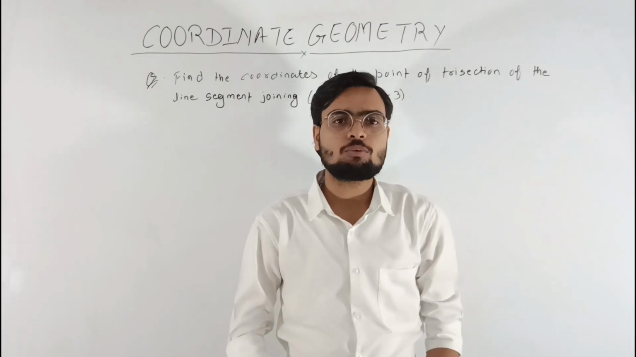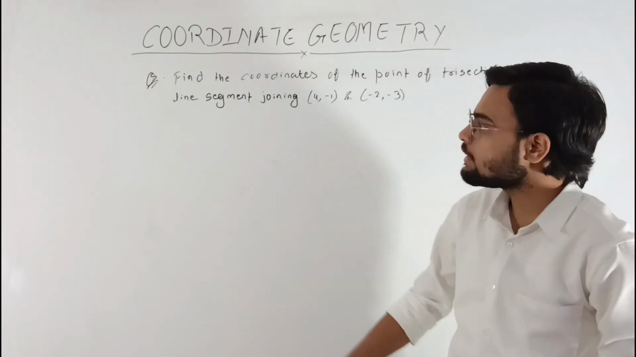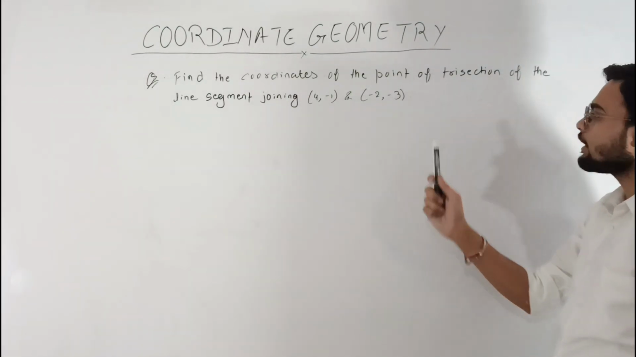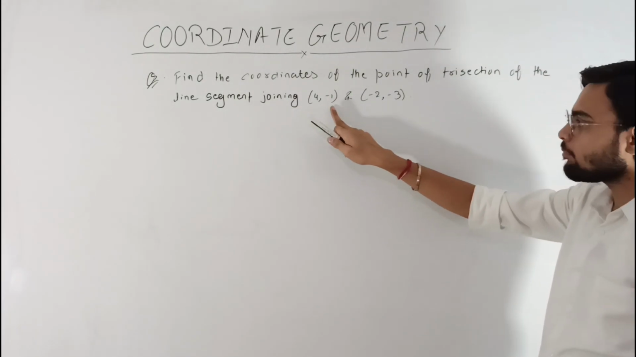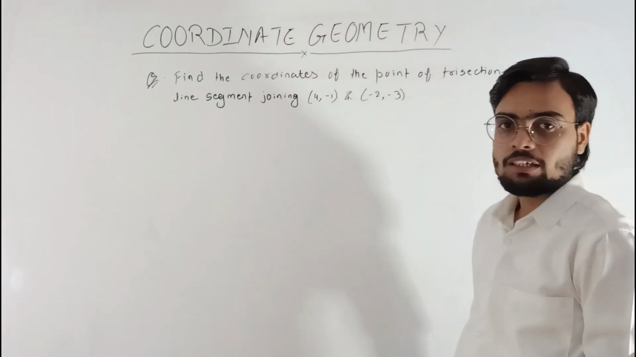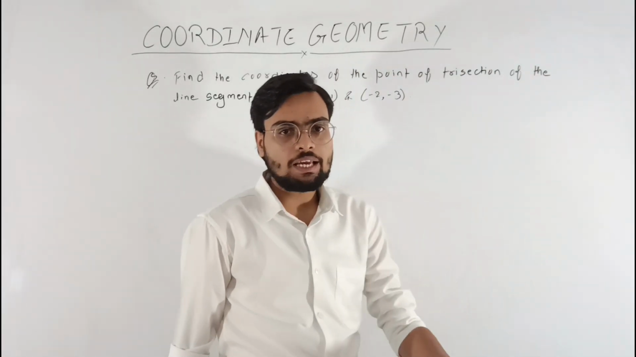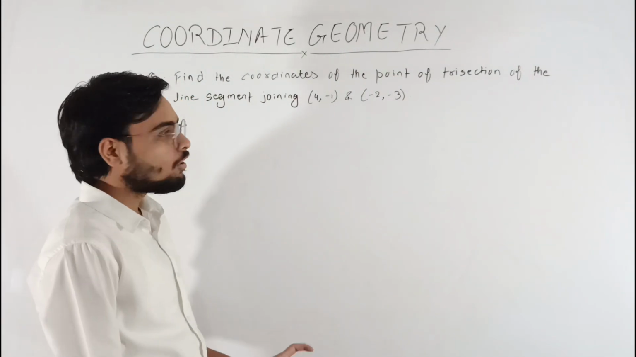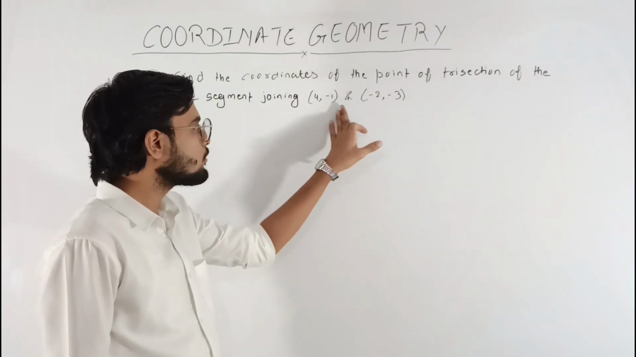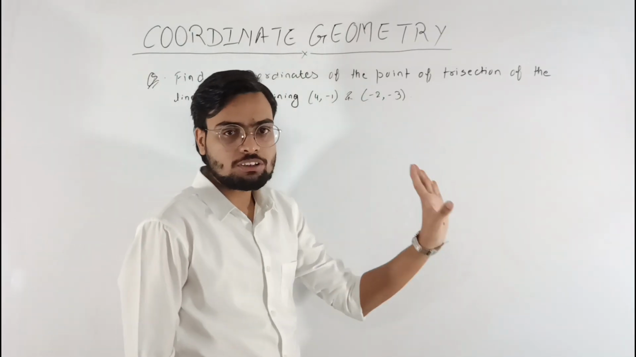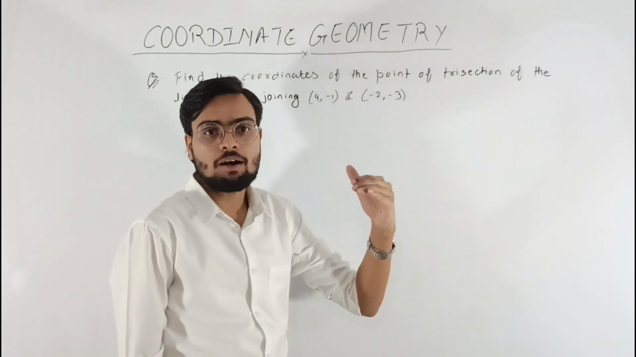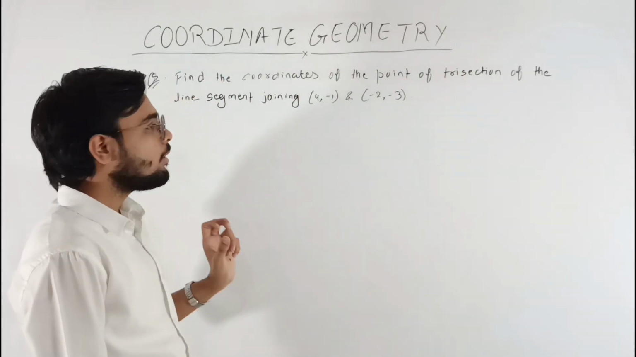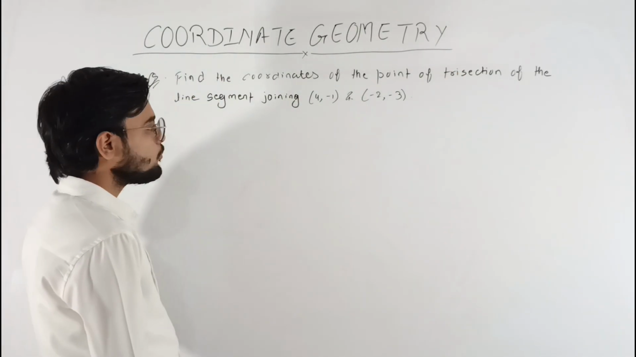Okay. Now let's move towards our next question. The question is, find the coordinates of the point of trisection of the line segment joining the points 4 and minus 1 and minus 2 and minus 3. Now look, there is a line segment and the end point of the line segment is given, that is 4 and minus 1 and minus 2 minus 3. And question said that this line segment is trisected. Trisect means divided in 3 equal parts. Then we have to find the coordinates of these points.